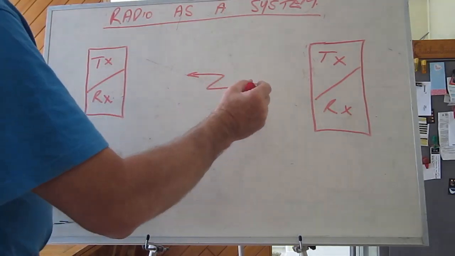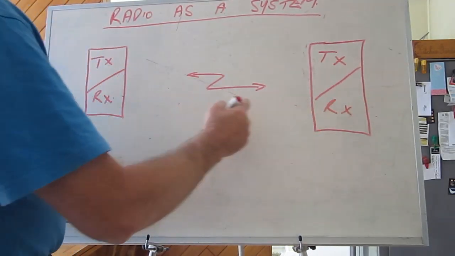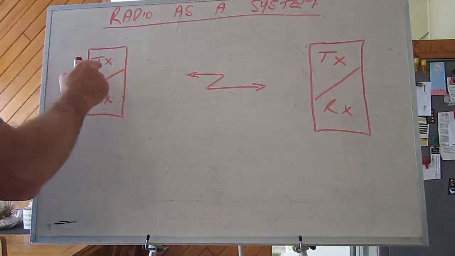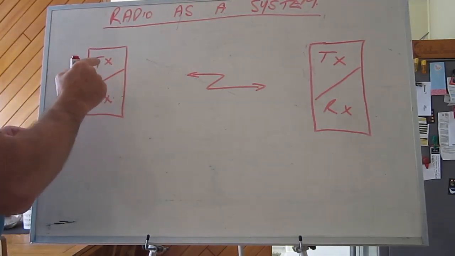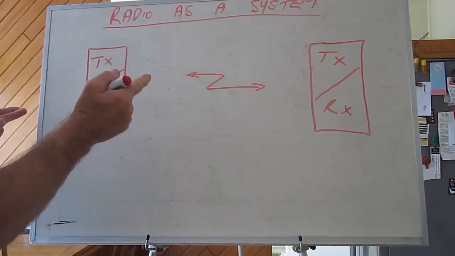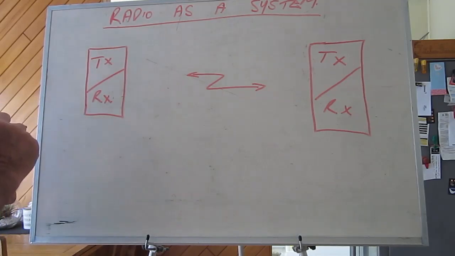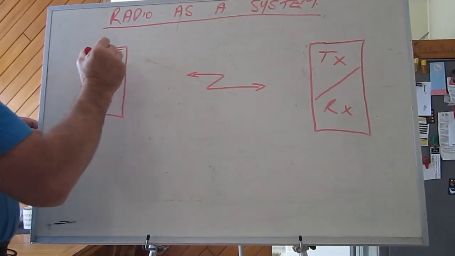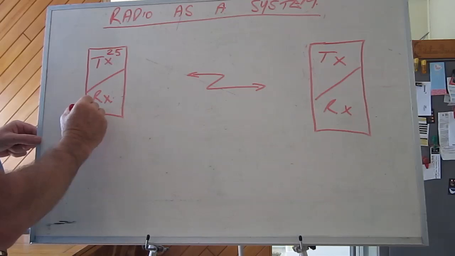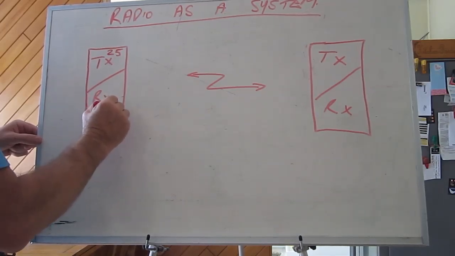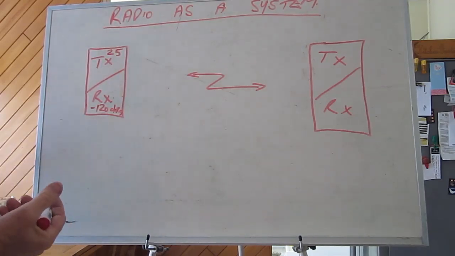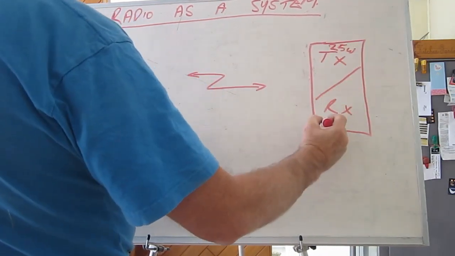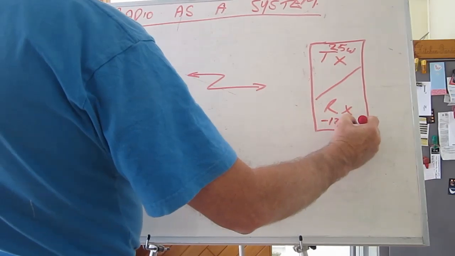Now, the manufacturer of that radio and the manufacturer of that radio might be different, but the manufacturer has control here. So the transmitter has a certain power and the receiver has a certain sensitivity. So I'm going to actually put some numbers here. I'm going to say that the transmitter is 25 watts and the receiver is neg 120 dBm. And they're fairly typical figures for transmitters and receivers. So we're going to go 25 watts and a neg 120 dBm.